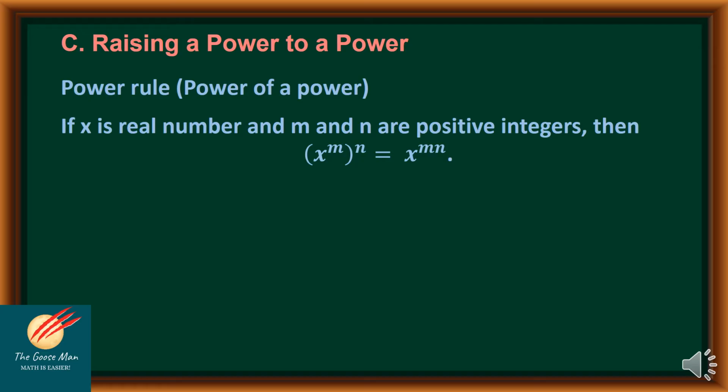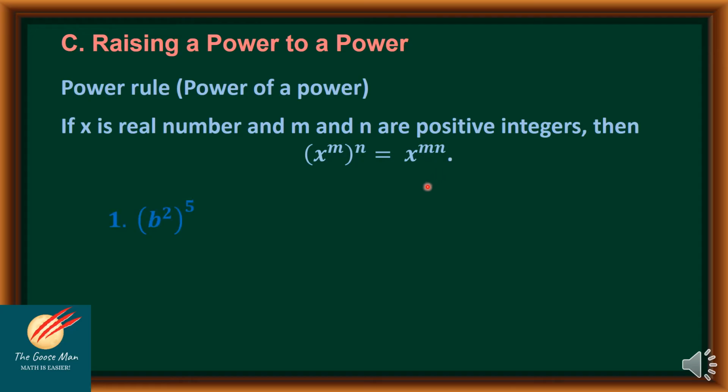So let's move on to raising a power to a power. We call this one the power rule, power of a power. So let us consider, if x is a real number and m and n are positive integers, then x raised to m, raised to n, we simply multiply the exponents m and n. So we have x raised to m times n.